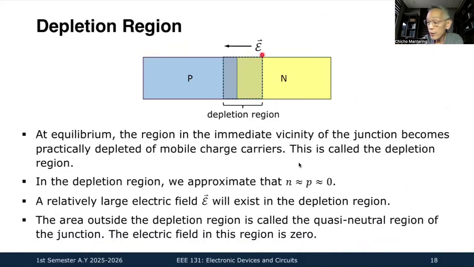There is a region in the vicinity of the junction that becomes depleted of mobile charge carriers. In other words, lahat ng electrons dito sa region na to nawala. Pumunta dito sa P side. Tsaka lahat ng holes dito nawala, pumunta dito sa N side. Okay? Why did I draw here, uh, the region larger on the N side than on the P side?